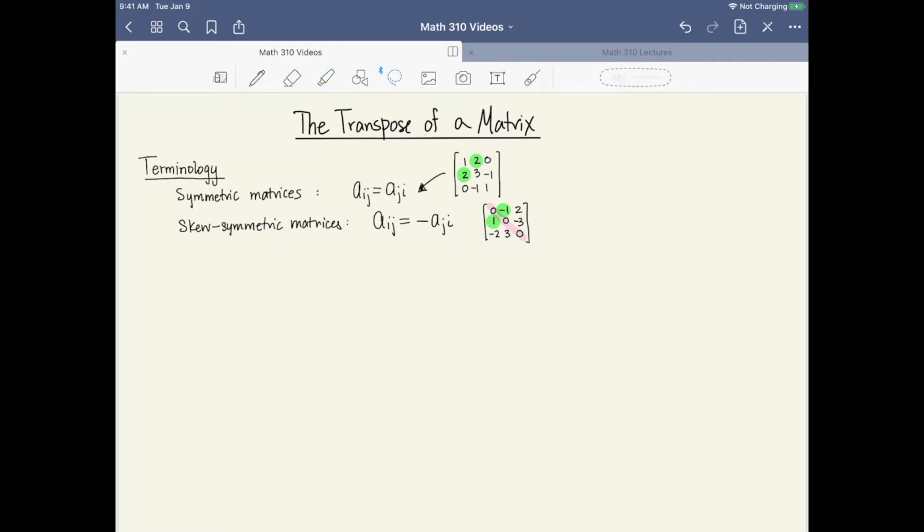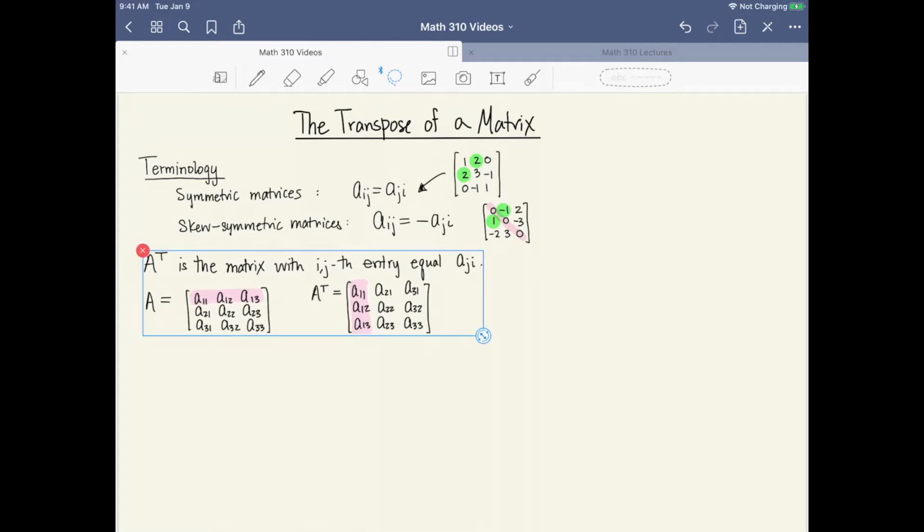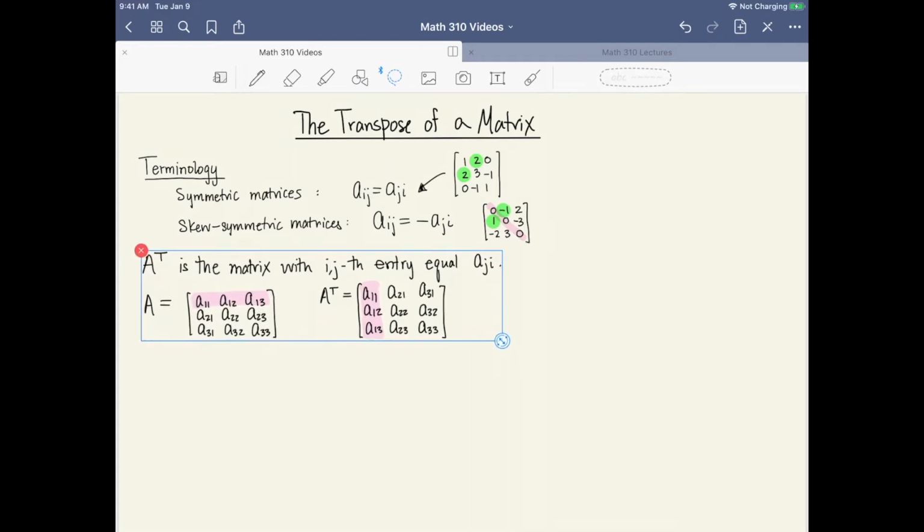Now we're ready to define what the transpose of a matrix is. The transpose of a matrix is denoted with a superscript capital T, and it's pronounced A transpose. If you have a matrix A, then A transpose is another matrix whose ij-th entry is equal to the ji-th entry of A. So if I have a matrix A, in this case a 3 by 3 matrix, this means that the first row of A is going to go into the first column of A transpose.